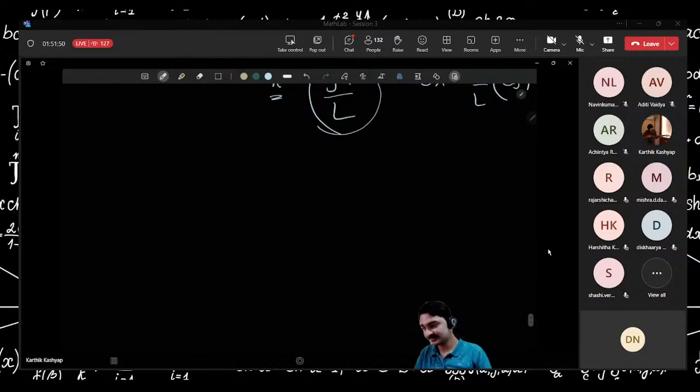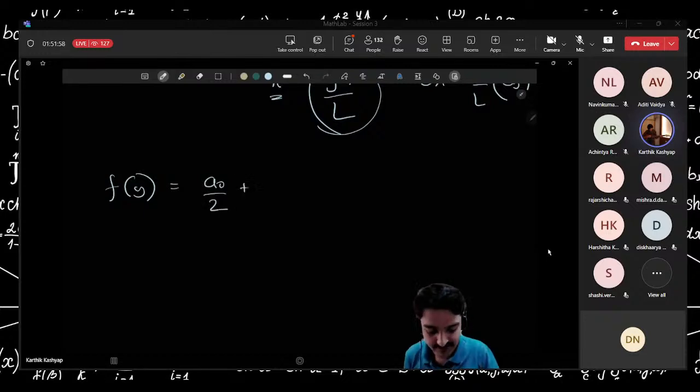And we will get our modified function. So f of x, instead of that f of y, is equal to a0 by 2. This is common anyway. So plus summation an, these are all constant anyway, n is equal to 1 to infinity cos nx.